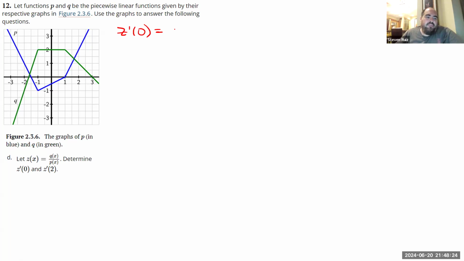So let's make sure we got that right. So z prime, maybe we should just deal with that at x before we start plugging in values. Z prime of x will be equal to q prime of x times p of x minus q of x times p prime of x all over p of x squared. So remember, we want to evaluate this at 0.